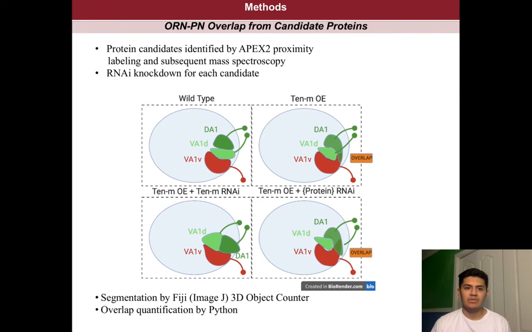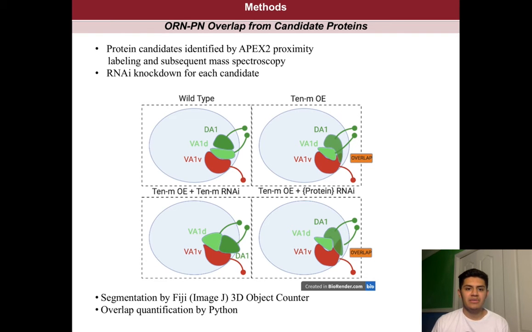So our methods were ORN-PN overlap from candidate proteins. We identified a list of protein candidates via APEX2 proximity labeling and subsequent mass spectrometry. We performed an RNAi knockdown for each of these candidates. So an RNAi knockdown is essentially where we disable that protein within the fly, meaning its function is lost.